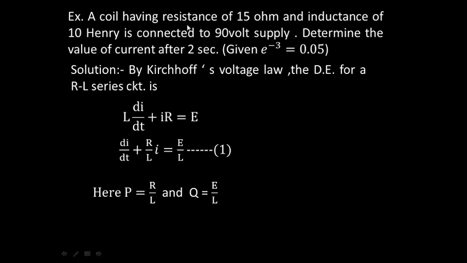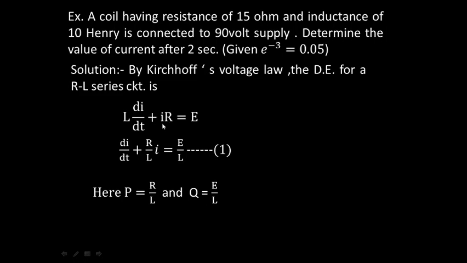A coil having a resistance of 15 ohm and inductance of 10 Henry is connected to a 90 volt supply. Determine the value of current after 2 seconds. Given e raised to power minus 3 is equal to 0.05. So let's apply Kirchhoff's voltage law. The differential equation for an RL series circuit is required because here the resistance and inductance are connected in series. So let's write the differential equation for the RL series circuit.